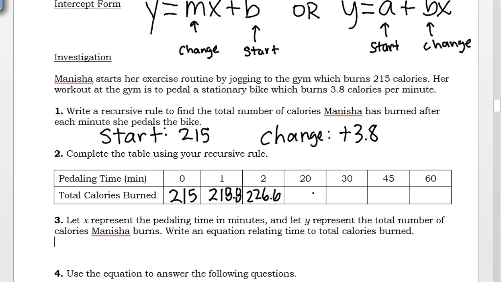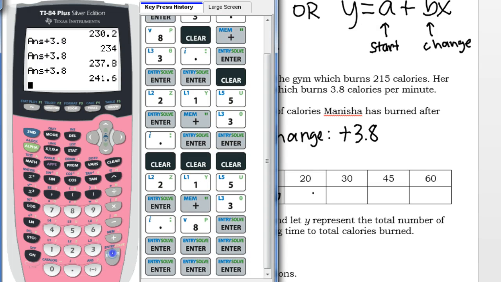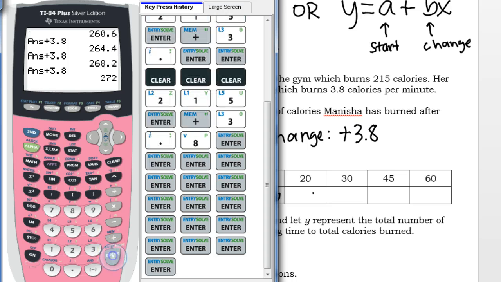Now, my table only wanted the first 0, 1, 2 entries, and then it jumps to 20 right away. And this is kind of the shortcoming of the recursive rule. If I want to go to 20, it takes me a while to keep hitting enter. So I got my 0, 1, 2, 3 answers on the board. 3, 4, 5, and so on up to 20. And depending on how good my calculator is, maybe I missed an enter, maybe I got too many enters. I got 287.2.